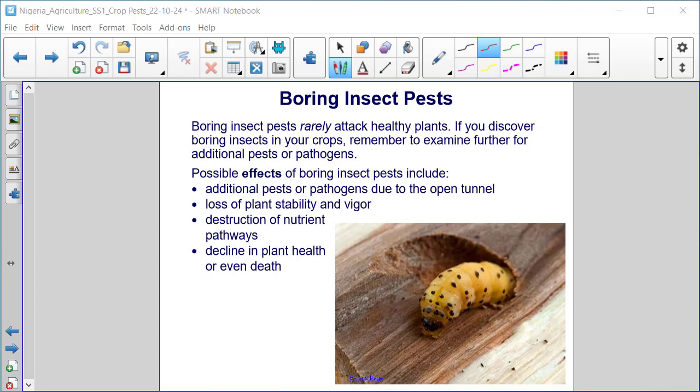Boring insect pests rarely attack healthy plants. If you discover boring insects in your crops, remember to examine further for additional pests or pathogens. Possible effects of boring insect pests include additional pests or pathogens due to the open tunnel, loss of plant stability and vigor, destruction of nutrient pathways, and decline in plant health or even death.